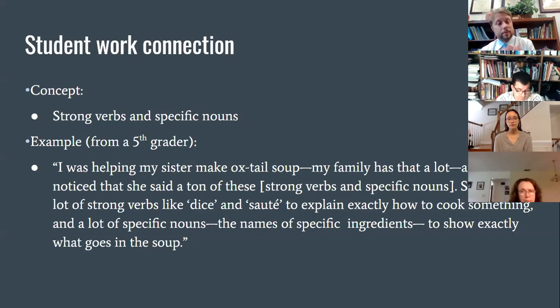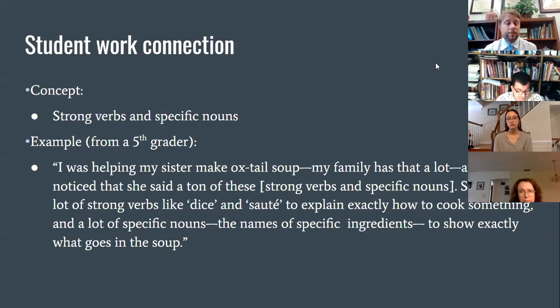So one student, a 5th grader working with strong verbs and specific nouns, said, I was helping my family make oxtail soup, my sister make oxtail soup, my family has that a lot. I noticed she said a ton of these strong verbs and specific nouns, and then she gives examples like dice and saute to represent the strong verbs, and names of specific ingredients to represent the specific nouns.